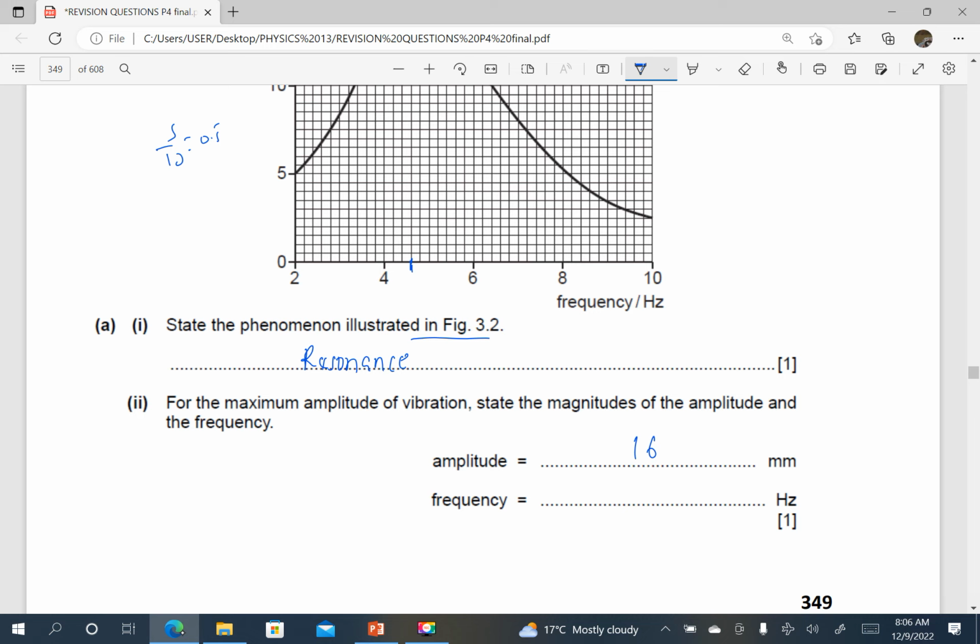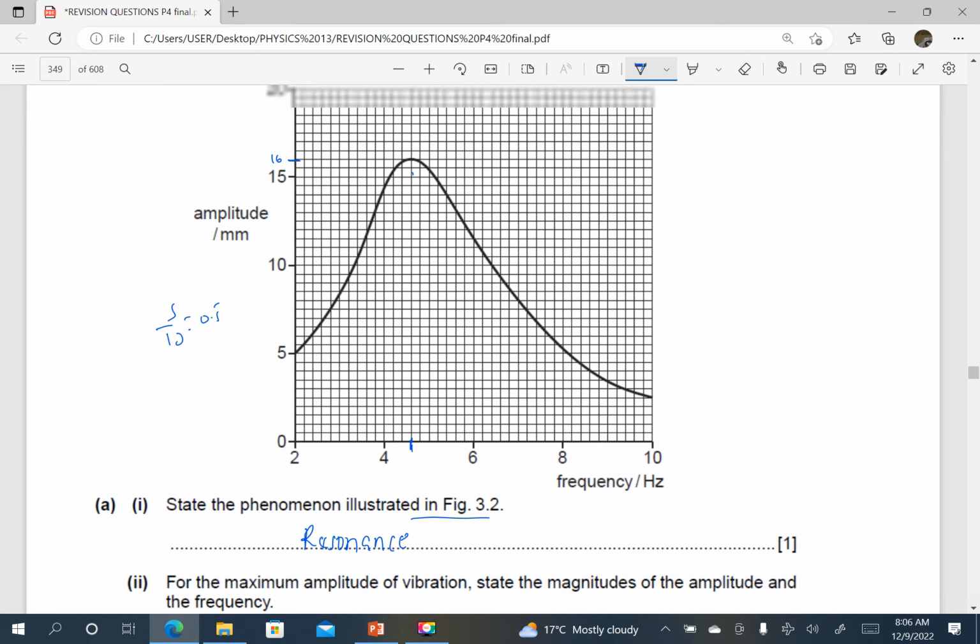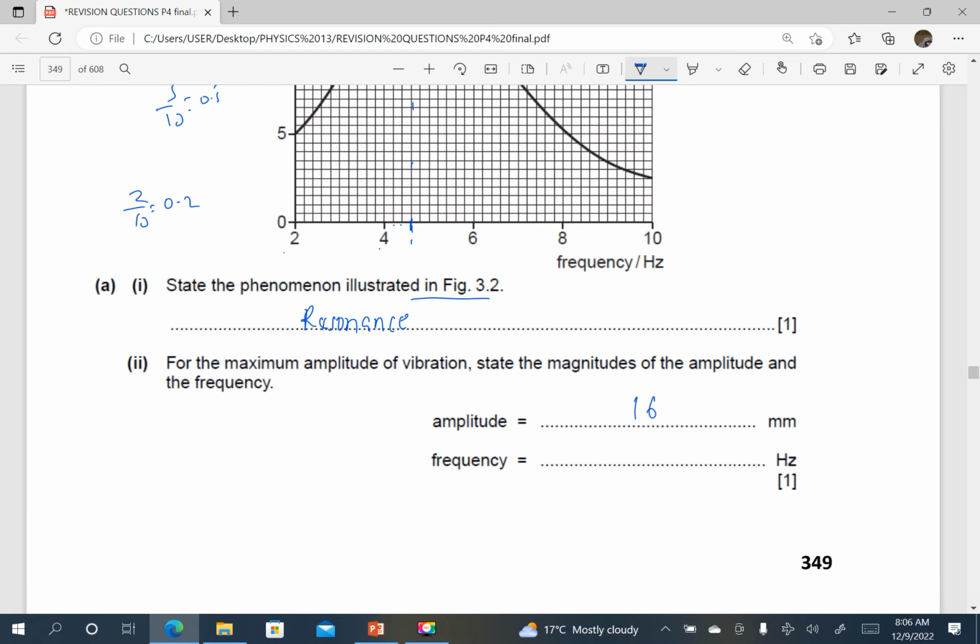Then the frequency at which maximum amplitude is occurring is this point here. The scale here is 4 minus 2, that is 2 divided by 10, that is 0.2. So the frequency here is 4.2, 4.4, 4.6. This point here is 4.6, so the frequency is 4.6 Hertz.